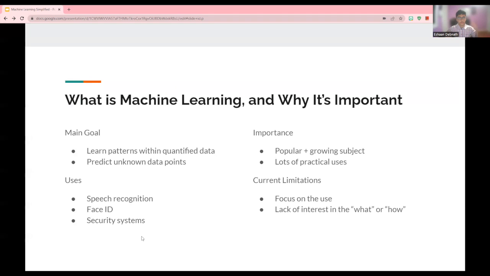Machine learning has uses in speech recognition, face ID, cybersecurity, and much more. Accordingly, these subjects have growing popularity, along with lots of practical applications. However, something peculiar is that the majority of people interested in machine learning care about the practical application instead of the inner mechanics. This is due to a few problems.